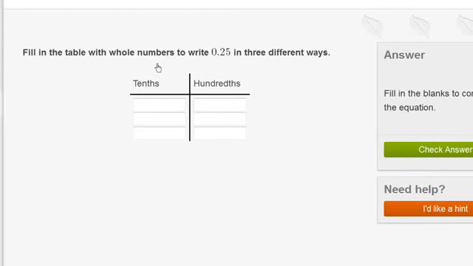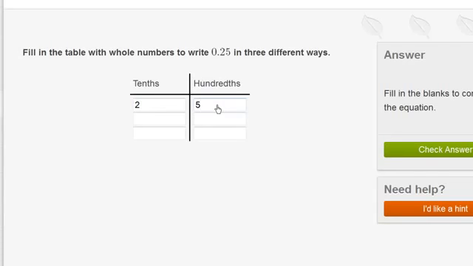Fill in the table with whole numbers to write 0.25 in different ways. So one way to look at it is just this 2 in 0.25 is in the tenths place, so it literally represents 2/10, while the 5 is in the hundredths place, so it literally represents 5/100. So that's one way to represent it.